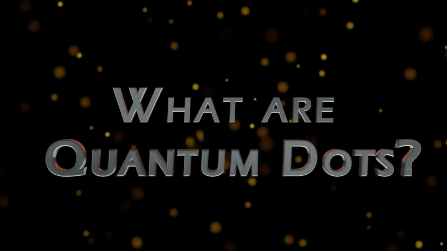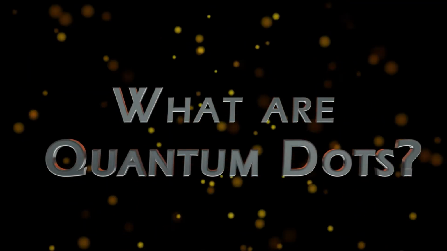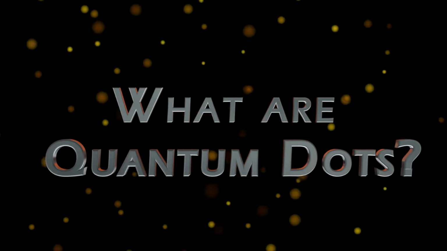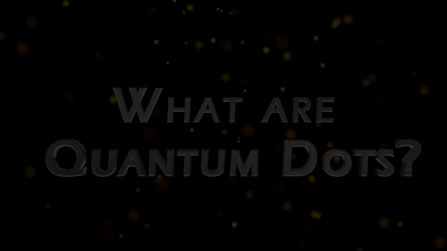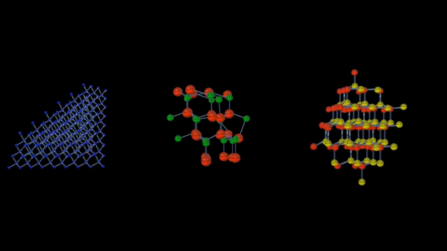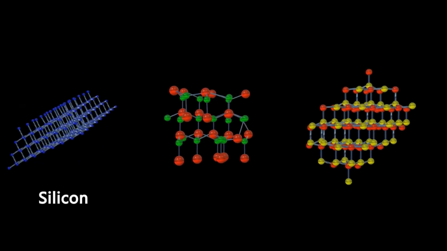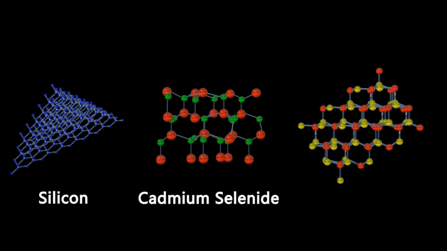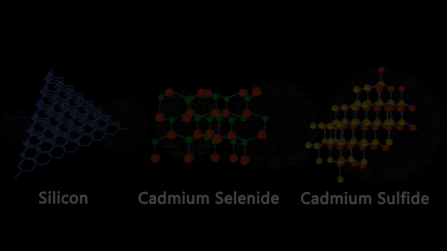Now that we have some background information needed, the question still stands: what are quantum dots? Quantum dots, which are also known as semiconductor nanocrystals, are used to make up a number of elements or compounds such as silicon, cadmium selenide, and cadmium sulfide. Quantum dots range from 2 to 10 nanometers in diameter.